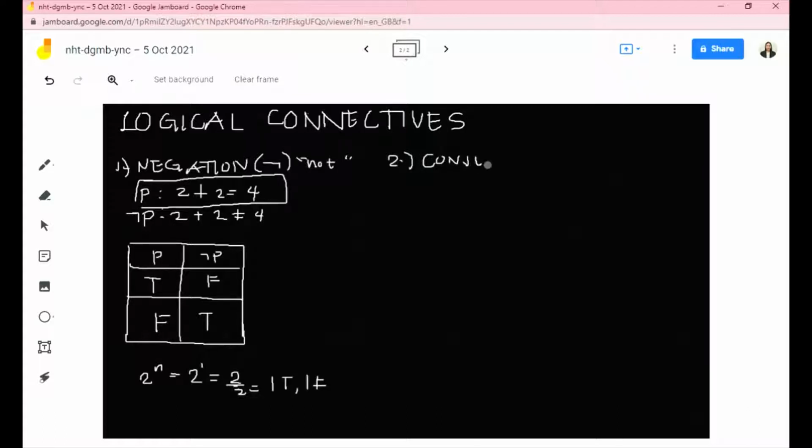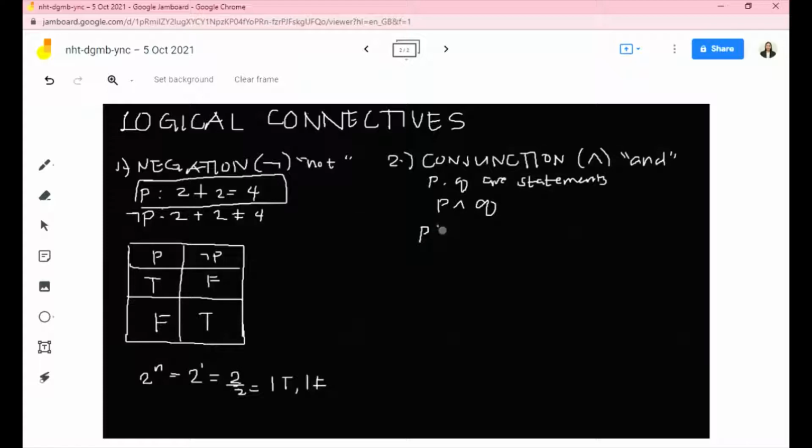Now let's go on to the second logical connective that is called conjunction. Let's write it here, conjunction. The conjunction is given by this symbol. It's like an inverted V and it's read as "and" in English. Suppose that P and Q are statements. Once I use conjunction to connect these two statements, then I will have P and Q, or you can read this as the conjunction of P and Q.